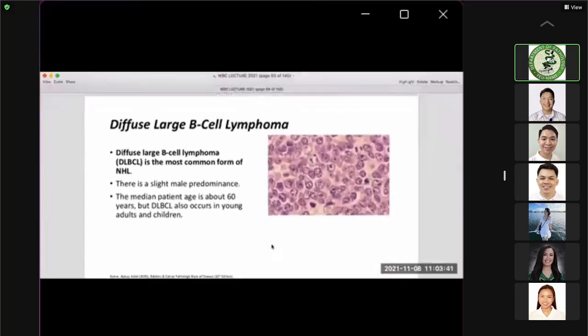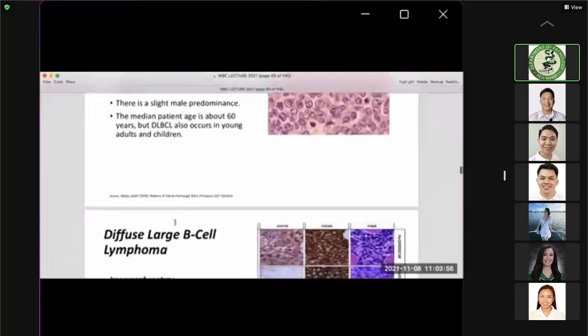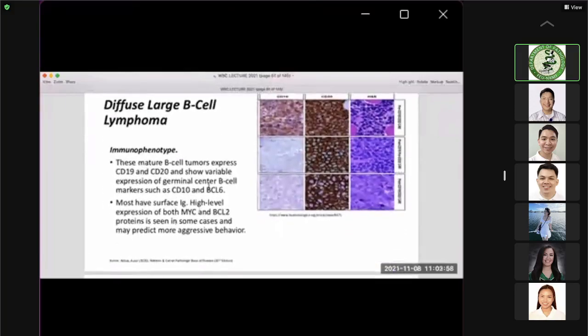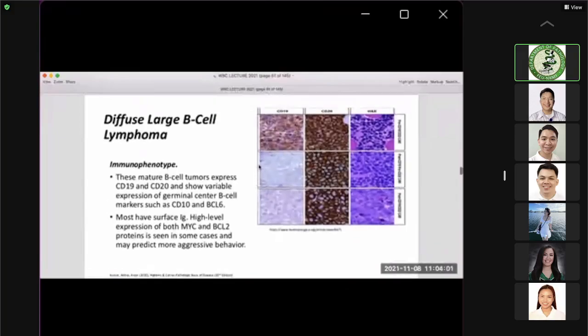Okay, diffuse large B-cell lymphoma is the most common form of non-Hodgkin's lymphoma. So there is a slight male predominance, median patient age is about 60 years, but it can also occur in a younger age group. Mature B-cell tumors express CD19 and CD20, with variable expression of these other markers. They have surface IG. High-level expression of both MYC and BCL2 proteins would predict a more aggressive behavior.